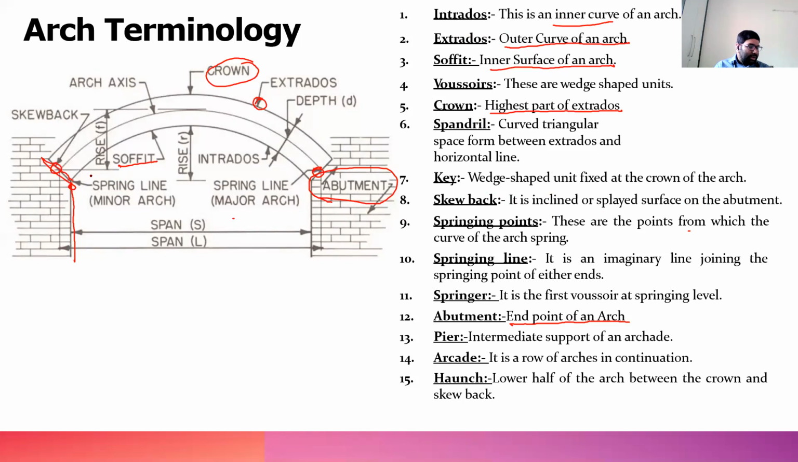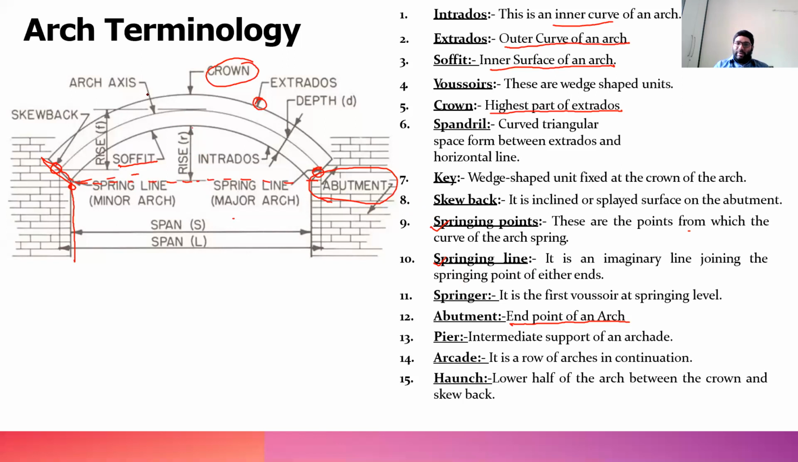Now the other important aspect associated with the terminology of the arch: we have seen springing line, springing point, and then what else do we have? Of course, we know what the rise is. It's the vertical distance under consideration for the arch from this point. You can see this is a horizontal line. So from the baseline to the mid of intrados is called rise.